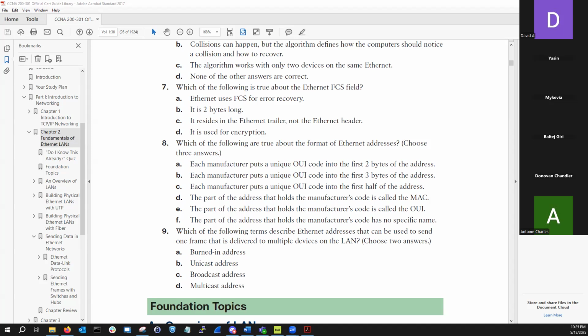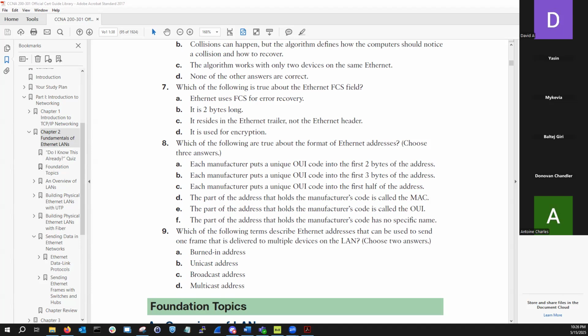Yep. Awesome. Which of the following terms describe Ethernet addresses that can be used to send one frame that is delivered to multiple devices on a local area network? Choose 2 answers. Donovan, your lifeline is Makivia. Oh my God. Okay. Which of the following terms describe Ethernet addresses that can be used to send one frame to multiple devices?